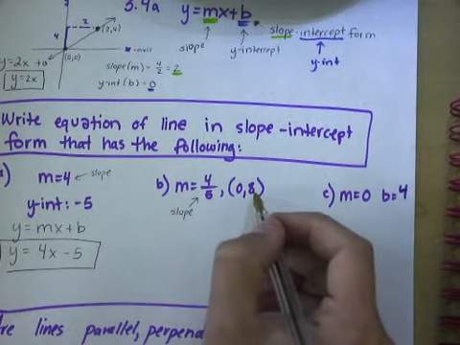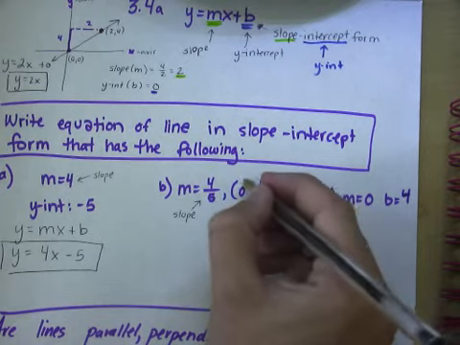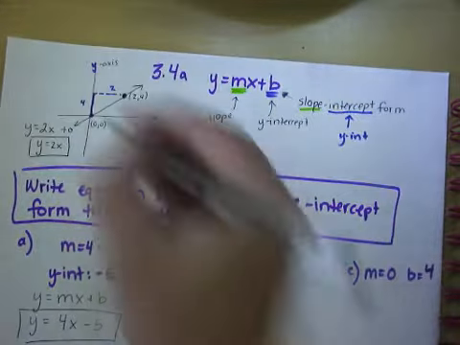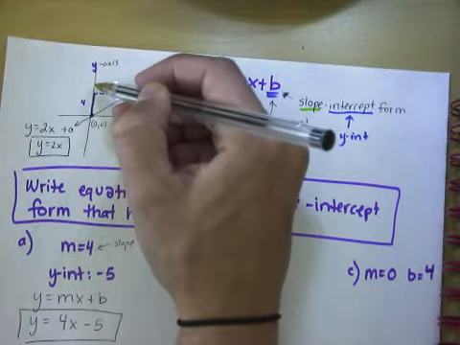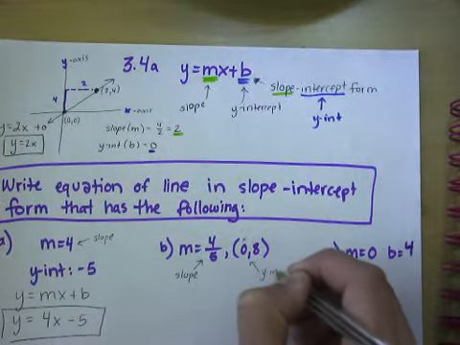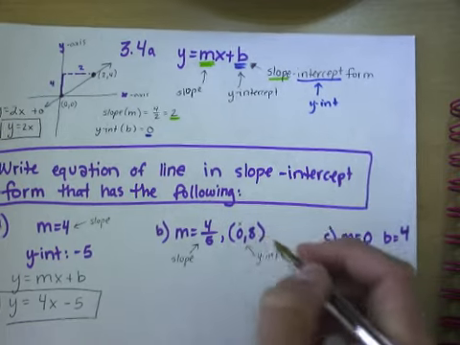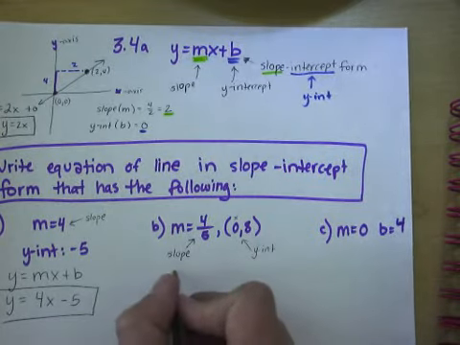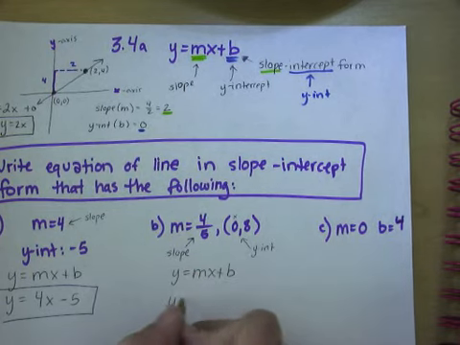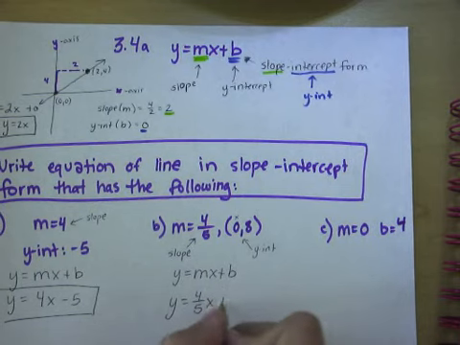So there's my equation. The next one, it says that my m, my slope, is 4/5, and then they give me this point, 0, 8. Oh, but if the x-coordinate is 0, that means that it's on the y-axis. To get to the point 0, 8, we go 0 over and we go 8 up, so we know that this is actually going to be my y-intercept. Any point that has 0 as an x-coordinate, you know is your y-intercept. So y equals mx plus b. I know that my m is 4/5, and my b is just 8.